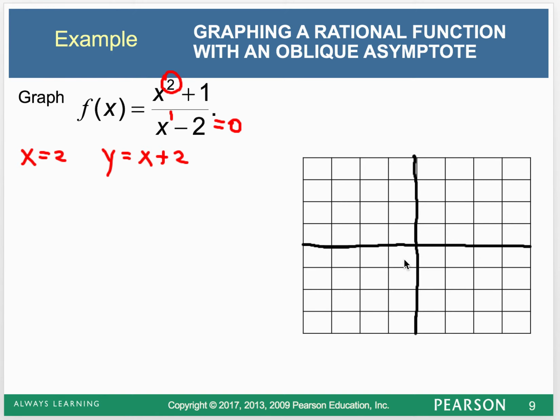So now, I can draw my asymptotes in at x equals 2. And then, this is the line x plus 2, right? So my y-intercept is 2. Slope is 1.